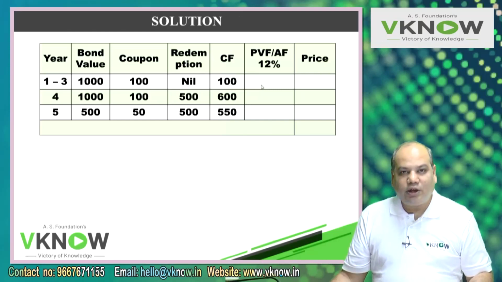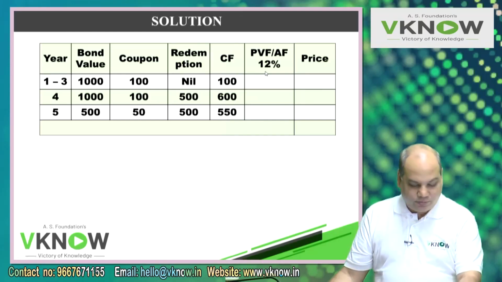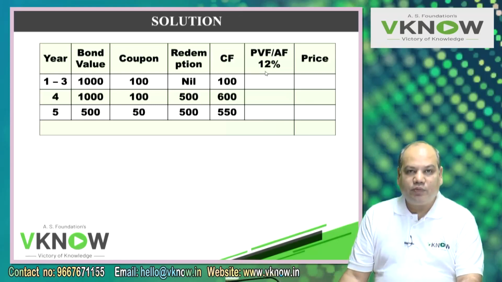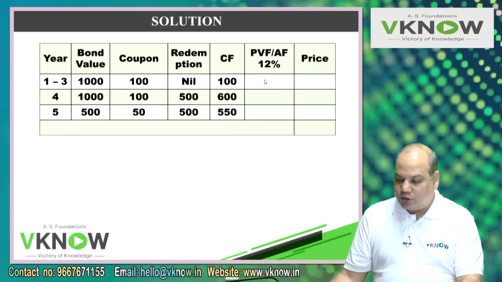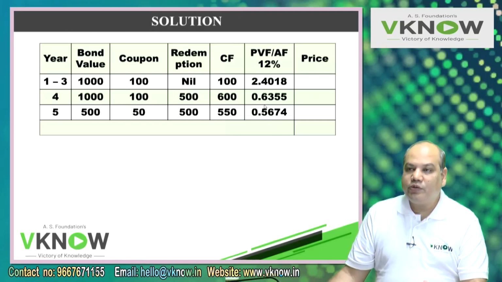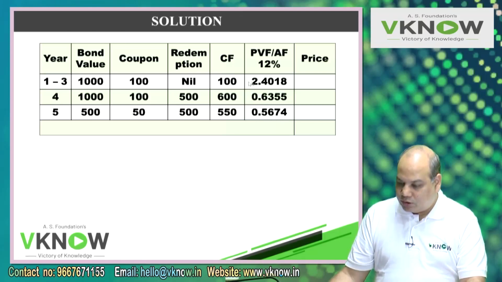Now calculate the annuity factor for 3 years at 12%. So ready, 1 divided by 1.12, 3 times equal to GT. Those who don't have GT, M plus. Are you getting 2.4018? Say yes. 4th year, 0.6355, right? 0.5674. And then my job is done.